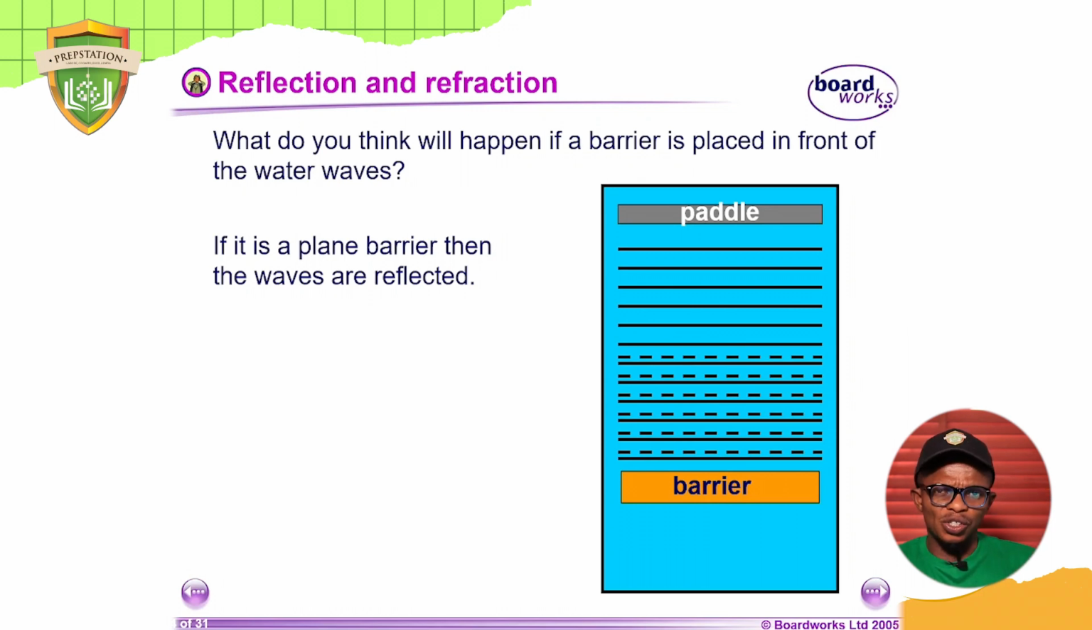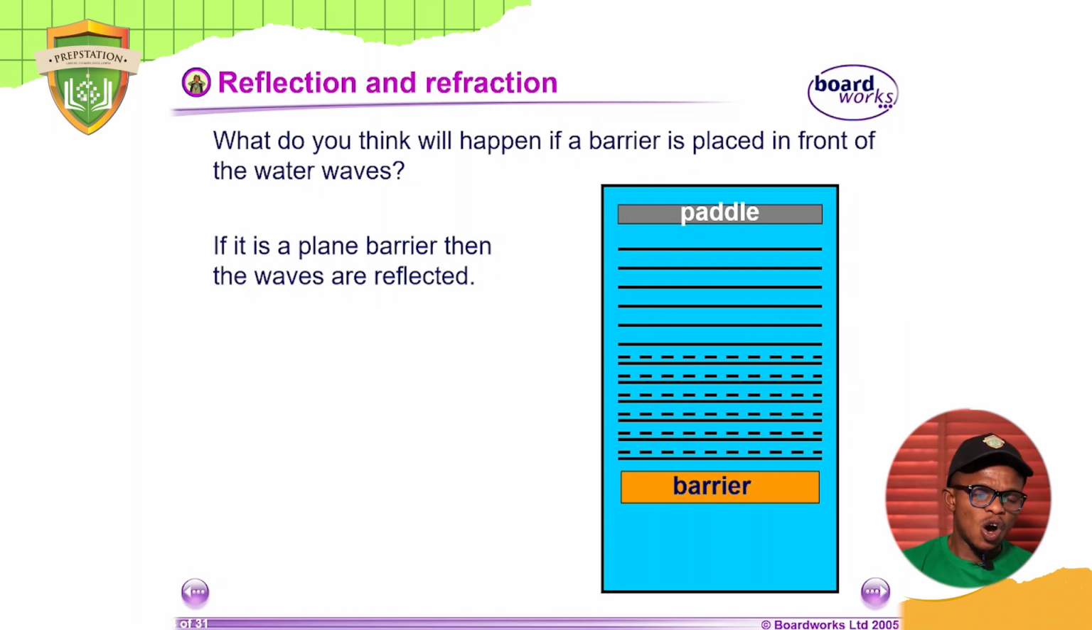We can also use this to explain light waves, and sound waves. Now, how does reflection play out in light? When you look at the mirror and you see yourself, that is reflection, okay? That is the bouncing back of light waves. You stand in front of the mirror and you are able to see your image. That is reflection.